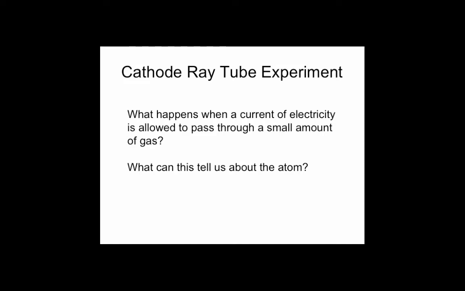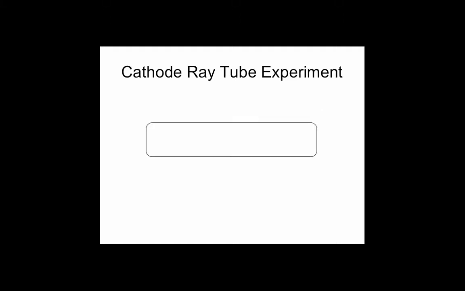Welcome to the second tutorial on models of the atom. In this tutorial, we will explore the cathode ray tube experiment and answer the questions: what happens when a current of electricity is allowed to pass through a small amount of a gas, and what can this tell us about the atom? So, the cathode ray tube is a glass tube that's been evacuated.